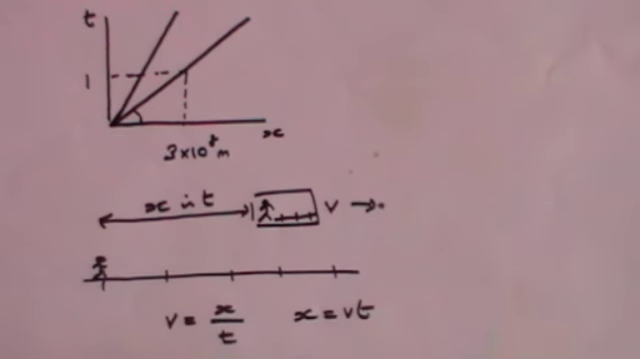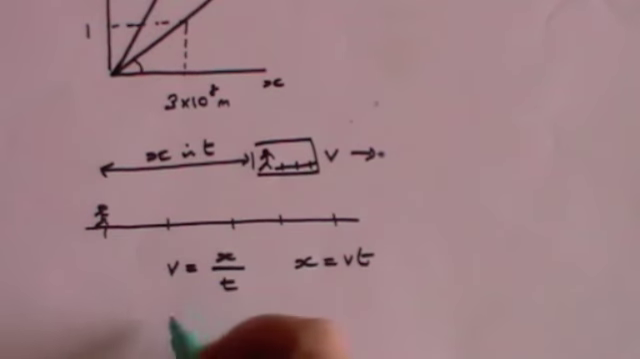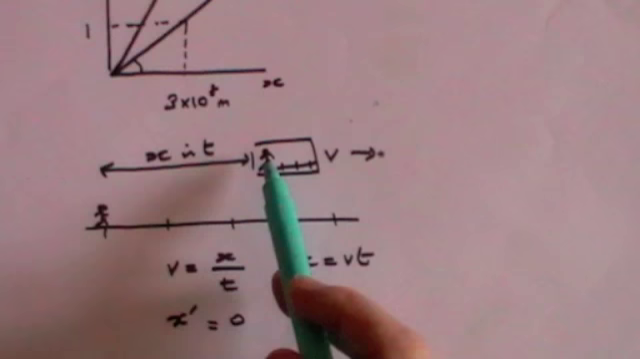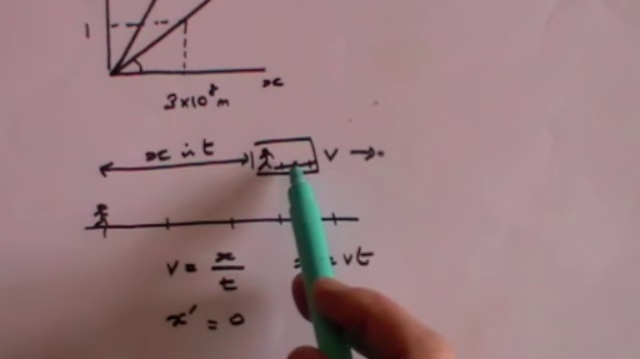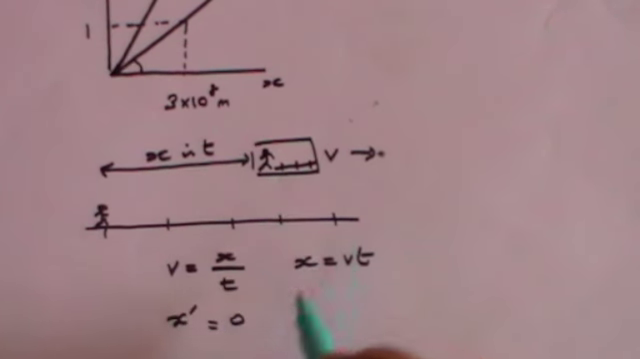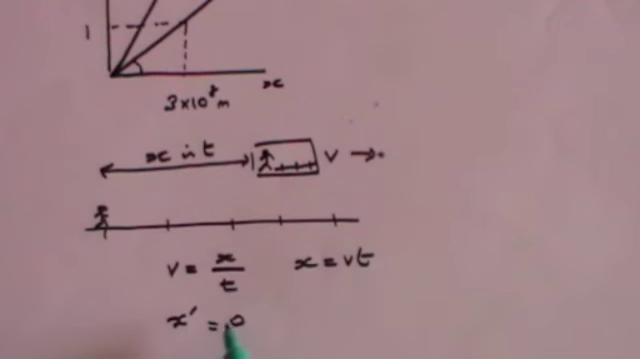So compared to the scale, you are not moving. So you say that in your frame of reference, x prime, which is the measure in your frame of reference, is 0. That is to say, you are not moving with respect to your frame of reference, because both you and the frame of reference are on the train. So the frame of reference and you remain in the same place relatively. So you say, you're not moving.